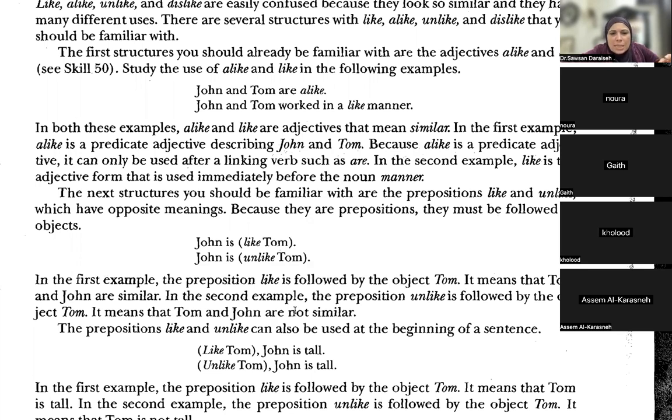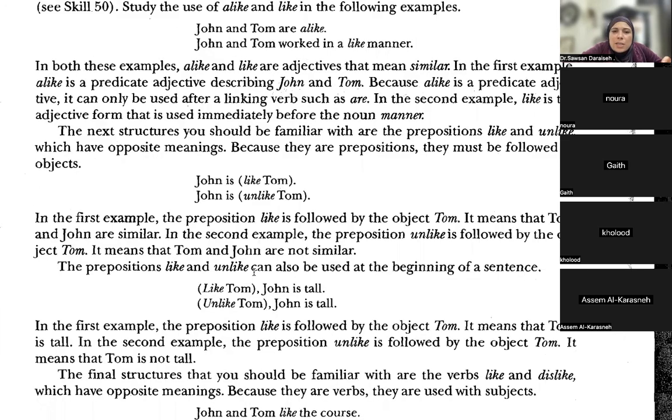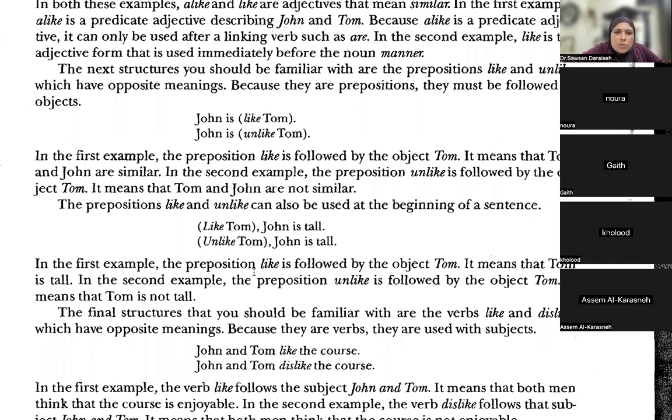Okay. In the second example, the preposition unlike is followed by the object Tom. It means that Tom and John are what? Not similar. Yani guys, the key to this, guys, is to understand the meanings of these words. If you know the meanings of these words, you don't have a problem. Okay? Honestly speaking.